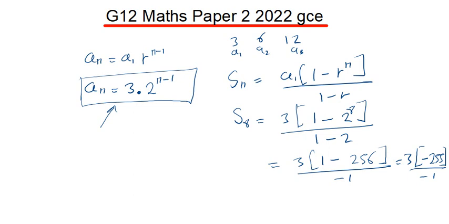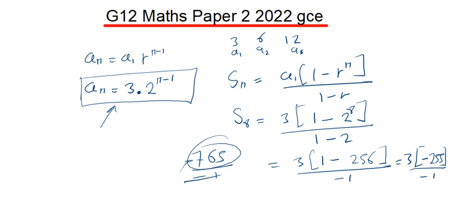So when we subtracted the 256 from 1, that's where we got the negative 255. We multiply that by 3, we get 765. Of course it's a negative, but because you have a negative down, that cancels. So the sum of the first 8 terms is 765.